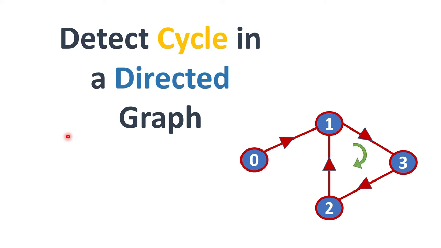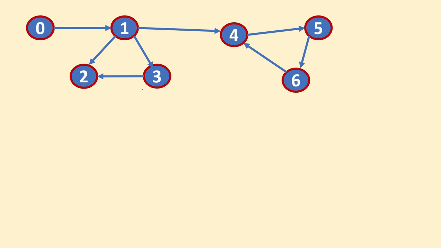In the previous video, I have discussed how to detect a cycle in an undirected graph. So here in this video, I will talk about how to detect a cycle in a directed graph. So here is a graph you can see, it is a directed graph. Now we have to find if there is any cycle present in this graph or not.